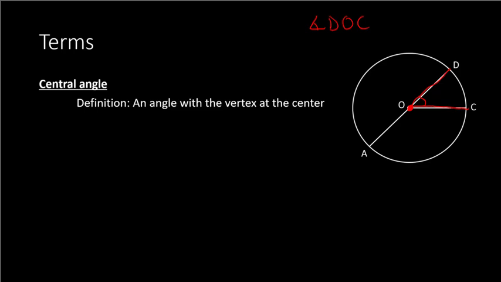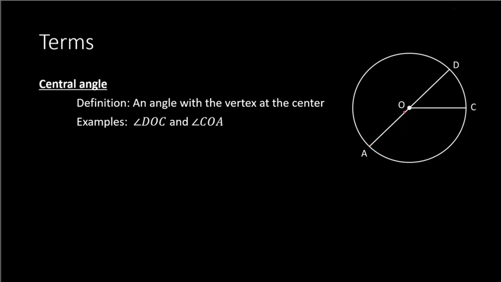Now another one would be starting here. If we go AOC, so this angle right in here, O is the vertex and it's the center, that would also be another central angle because it's an angle with the vertex at the center. So angle COA. So those would be two different angles. We could actually do the straight angle.